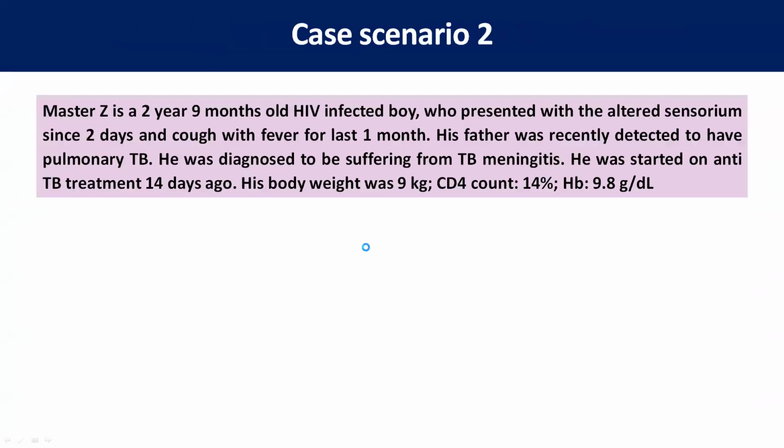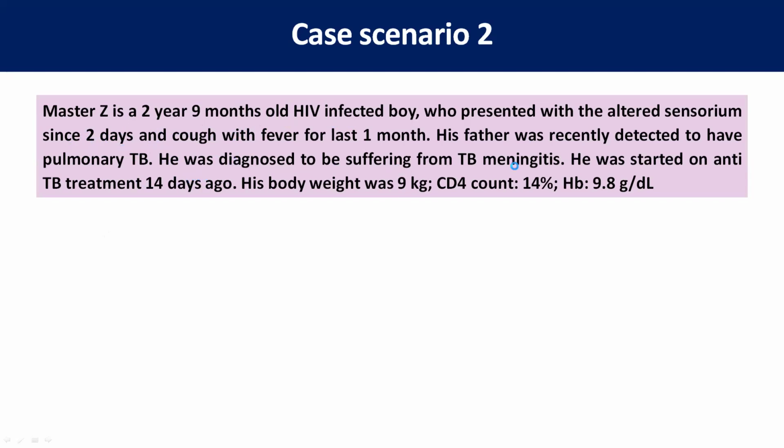Let's have another case. Master Jade is a 2 years, 9 months old, HIV infected boy who presented with altered sensorium since 2 days. Cough and fever for last 1 month. His father was recently detected to have pulmonary TB. The first impression was father was having pulmonary TB, baby has cough and fever for 1 month and is unconscious. So could it be tuberculous meningitis?